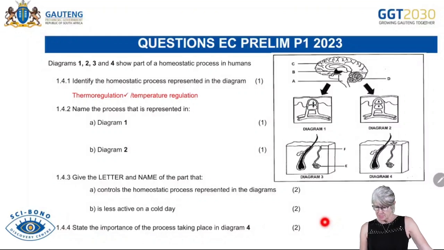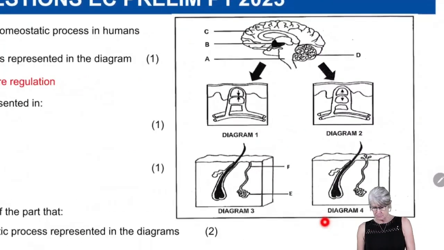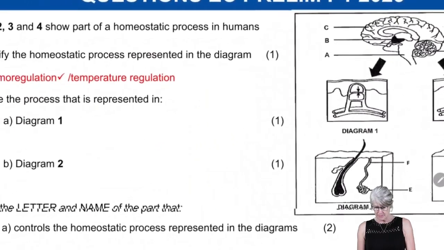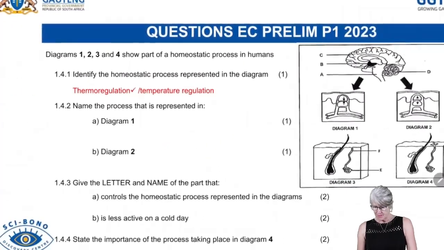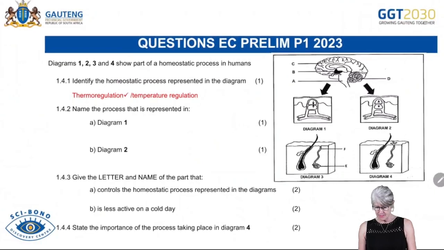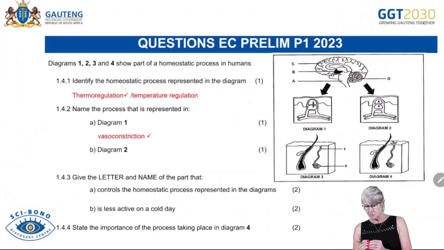Name the process represented in diagram 1. So there we can see our blood vessels are quite narrow, they're quite thin. So that means they have constricted. That means that there's vasoconstriction that has taken place, whereas if we look at the same blood vessels in diagram 2, we see that they are much wider. So that means that there is vasodilation that has taken place.